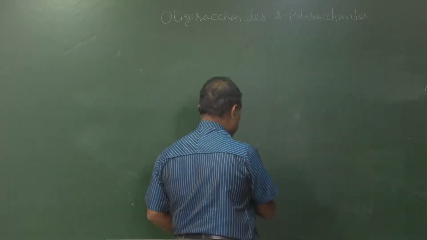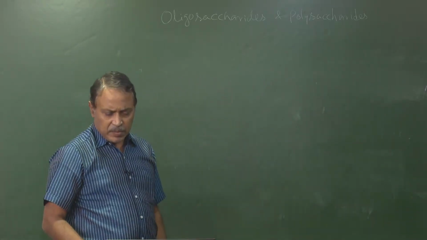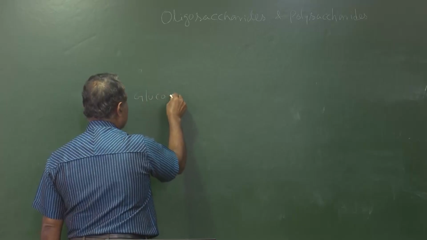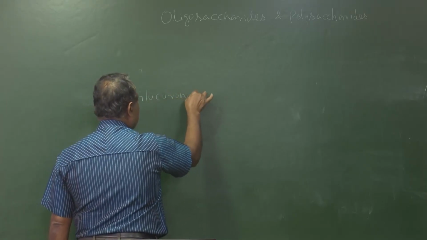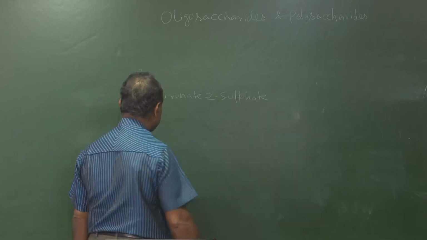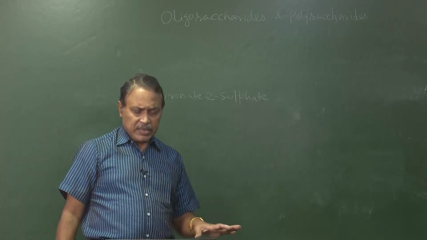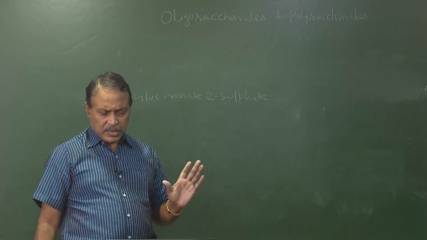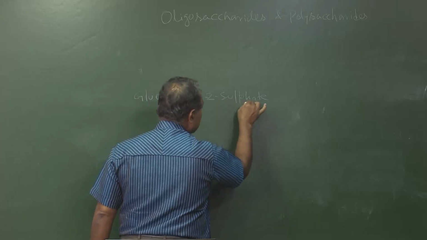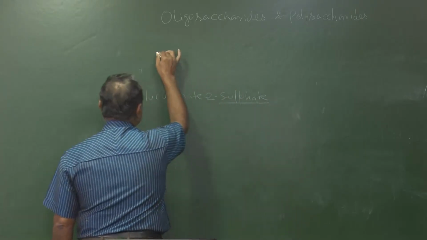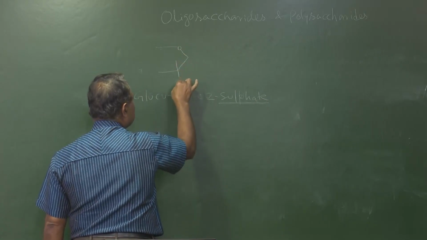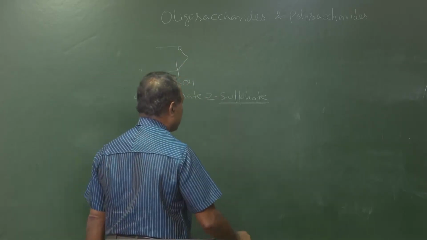We can have the heparin. In heparin we have glucuronate 2-sulfate. I think it is easily understood what will happen. At the second carbon atom, we will have this sulfate group present. That means if we are drawing it like this, this is the second carbon atom, we will have the sulfate group here. So this is what it means.